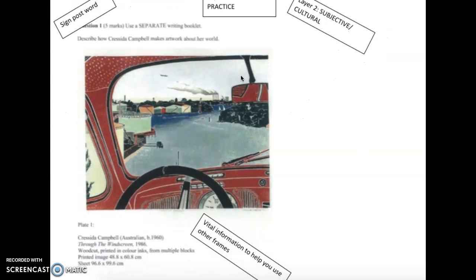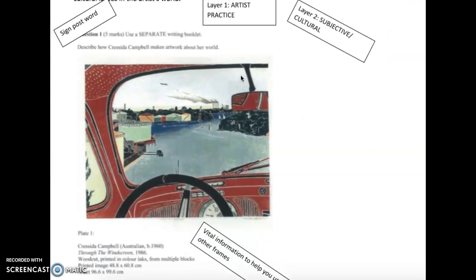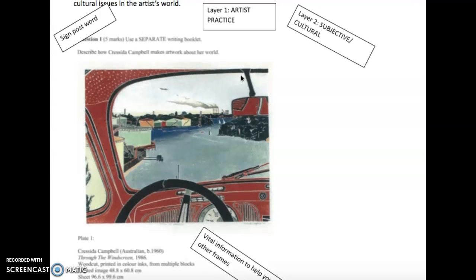Describe how Cressida Campbell makes artworks about her world. With this one, our signpost word is describe. In the first lesson on this mini unit, we looked at what those different words mean. A lot of you told me that the word describe means to just tell someone about how something looks, which is correct. So you're going to be describing how Cressida Campbell makes artworks about her world.